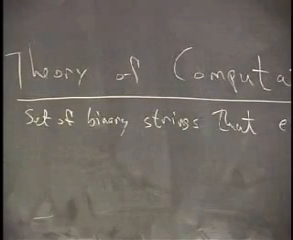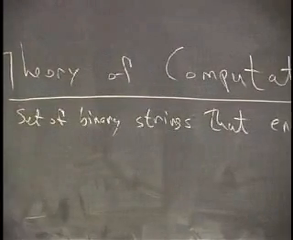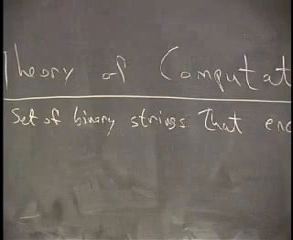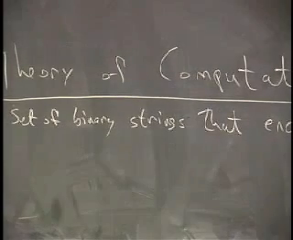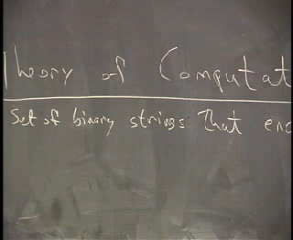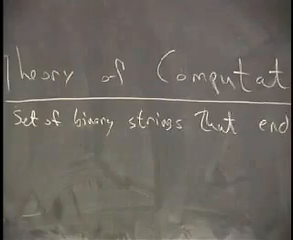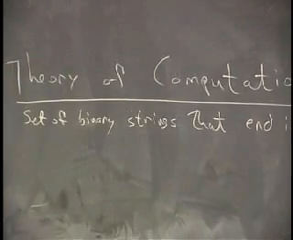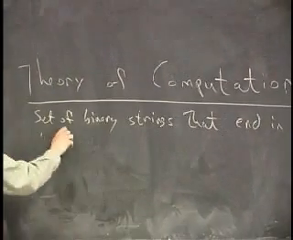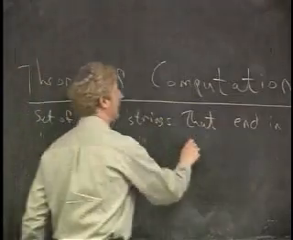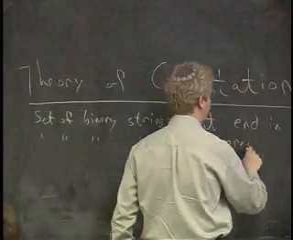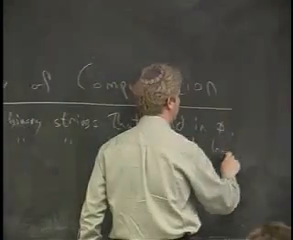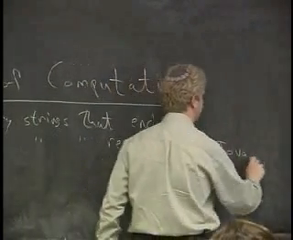There are other things that are harder. What if you took a piece of Java code and turned it into a binary file and wanted to know whether that really came from a legitimate piece of Java code or whether it's just some junky binary file that represents something else? Does this binary file represent a legitimate Java program or not? So we can write the set of binary strings that represent legal Java programs.